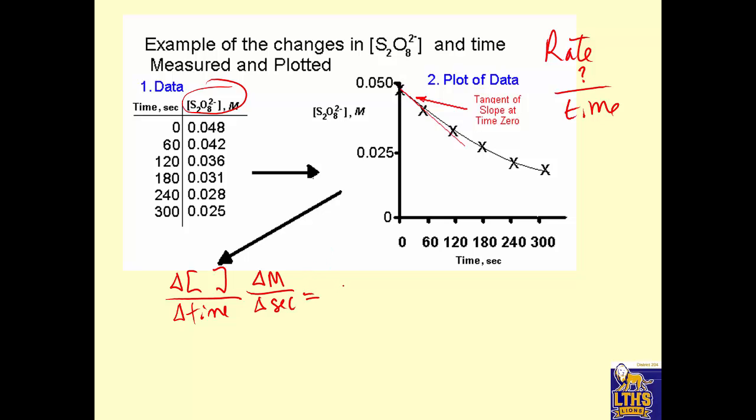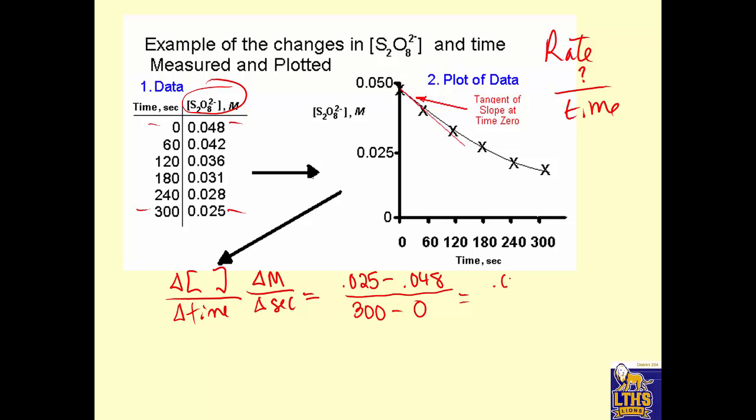Well, the molarity goes from 0.025 minus 0.048. Now I know it's going to be a negative number because the concentration of a reactant will go down over time. And then the time goes from 300 seconds to 0 seconds. The concentration at 300 seconds is 0.025, but when it started it was 0.048. So a decrease in the concentration over time must be a reactant.